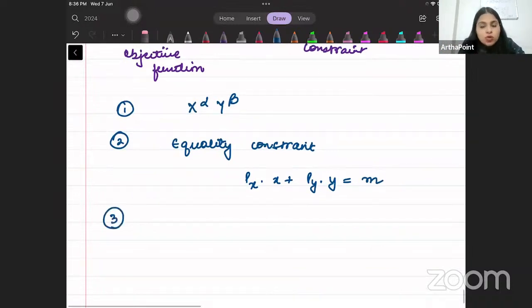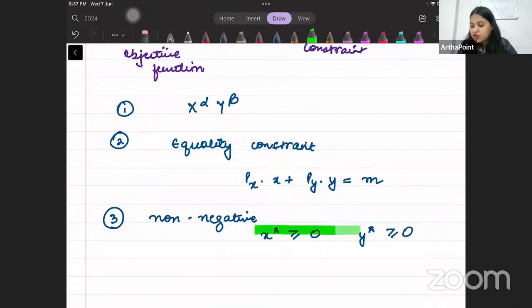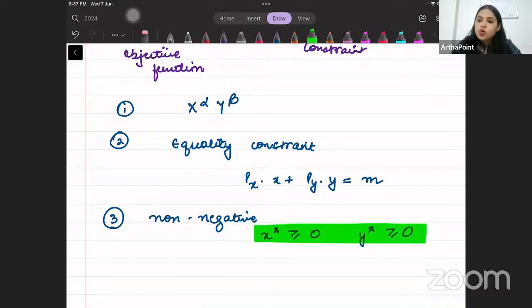But third thing, we are also assuming the non-negative constraints, but I will not use them in the Lagrange. That is, I will always assume that my consumption of X is only positive and Y is also positive. But I will not show these constraints in the Lagrange function. This is just to be assumed, that you should always get positive consumption, right?